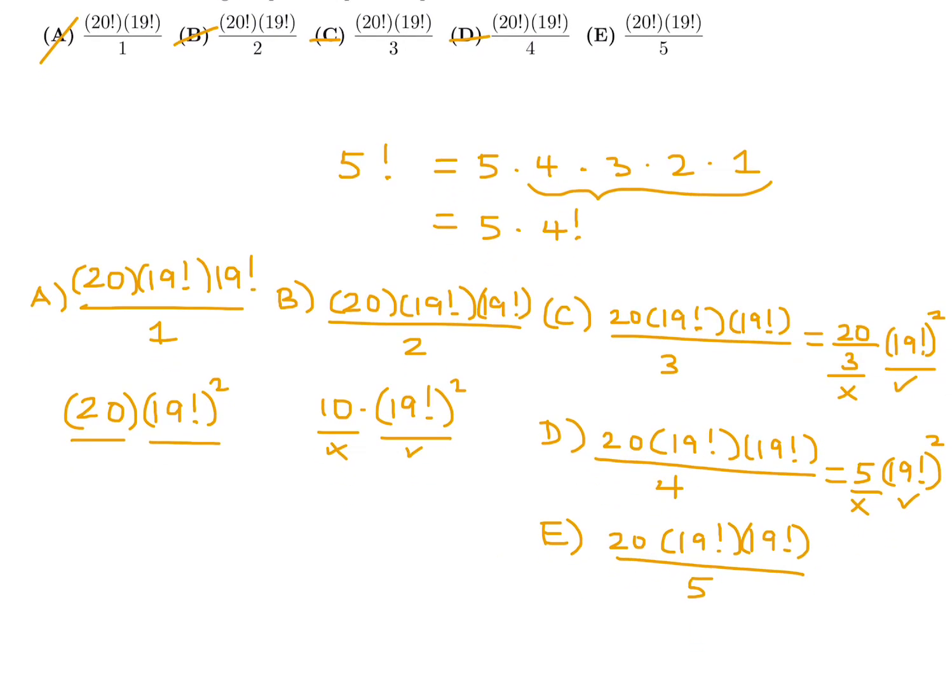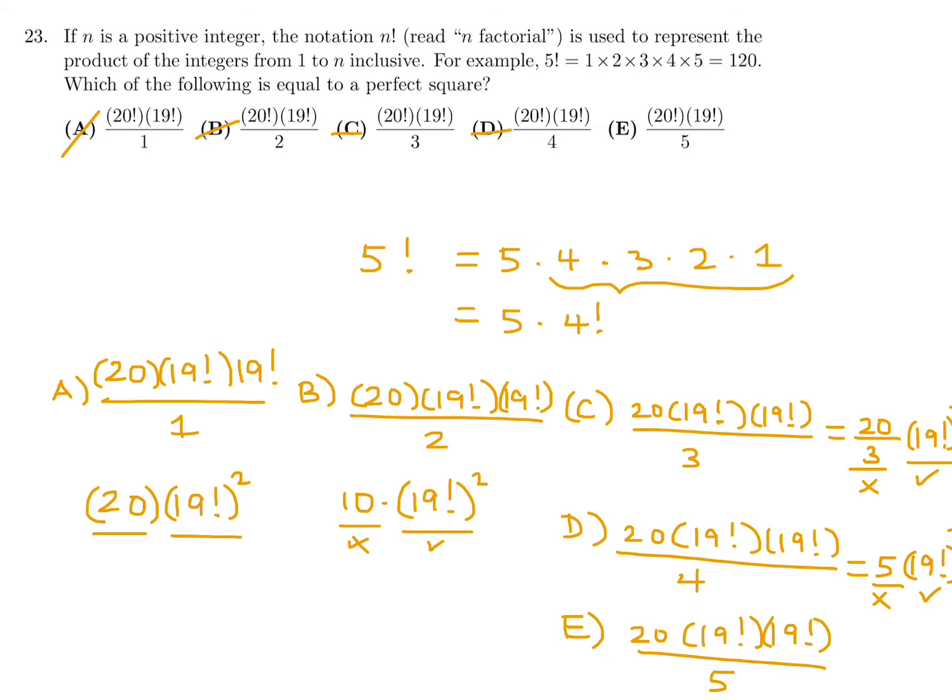Why is E the right answer? Well, 20 divided by 5 is 4. Then we have 19 factorial squared. Both of these would have to be perfect squares. 19 factorial is, and so is 4. 4, as I'm sure you know, is 2 squared, and then that is also a square. Or you can combine them: 2 times 19 factorial, all squared, like that. Whichever way you want to do it is fine, but we have definitely proven that of all the answer choices, E is the only one that is a perfect square. It's a very cool question. I like it. Number 23 is E.